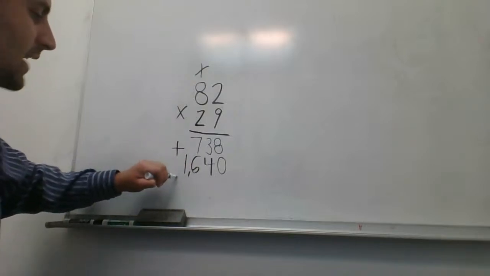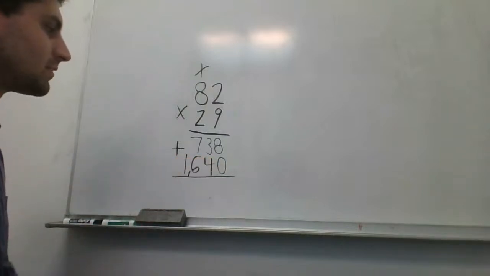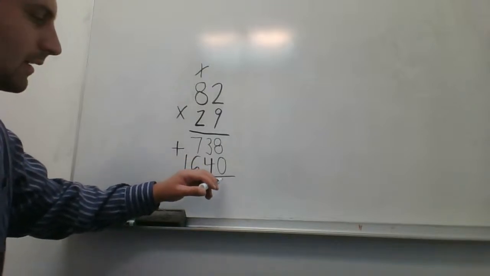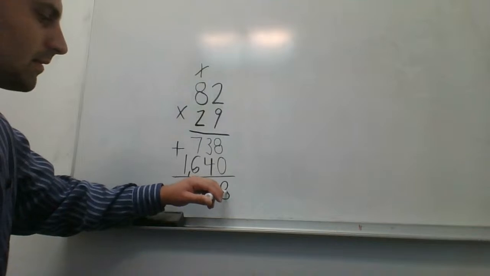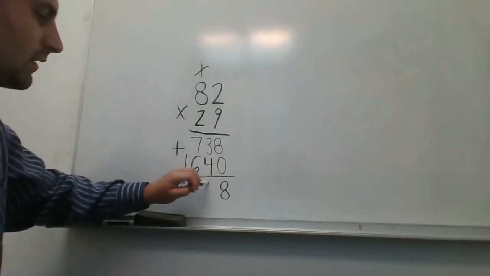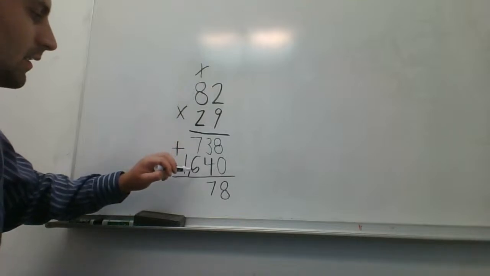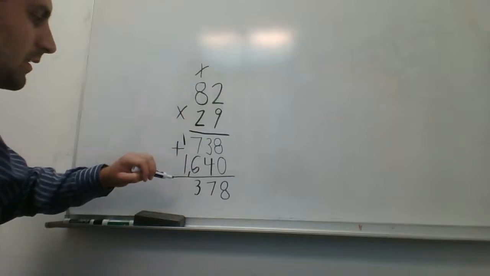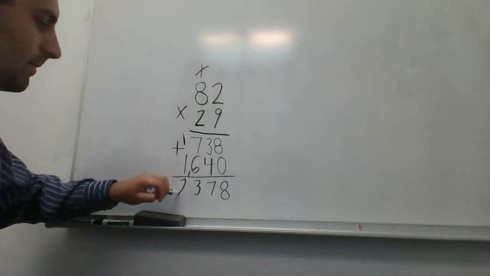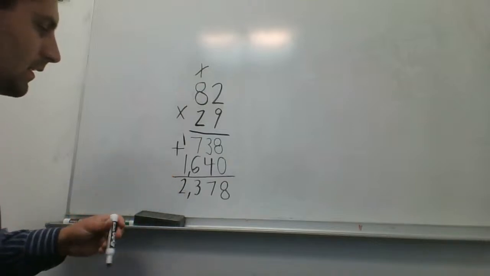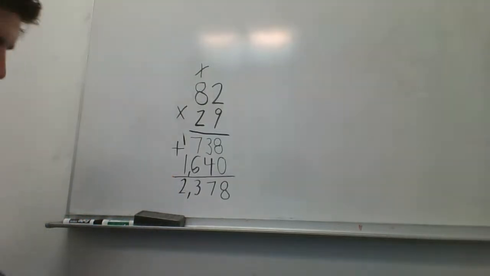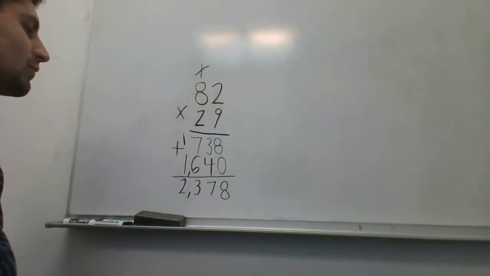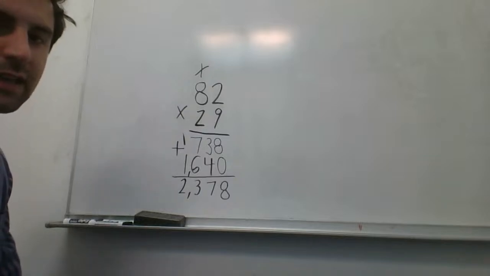So now the final step is I have to add these two numbers together, and then I will have my answer. So 8 plus 0 equals 8. 3 plus 4 equals 7. 7 plus 6 equals 13. 3, carry the 1. And 1 plus 1 equals 2. And we have our final answer. 82 times 29 equals 2,378.